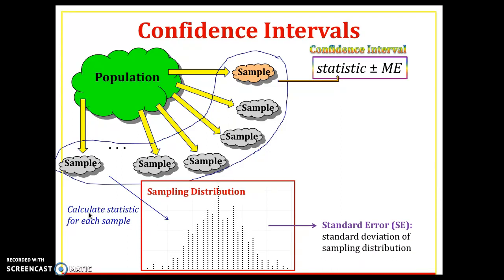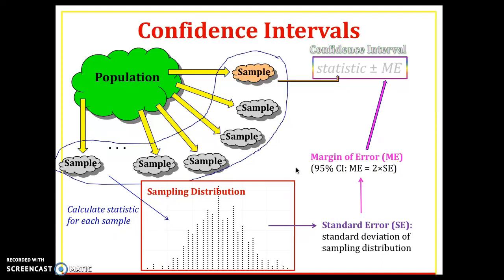The standard error is the standard deviation of the sampling distribution. So the standard error is the spread of the sampling distribution. And then if we want to find a 95% confidence interval, the margin of error is twice, or 2 times, the standard error. And that then gives us the ability to compute a confidence interval.